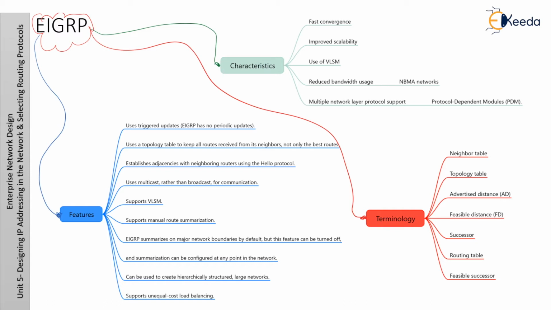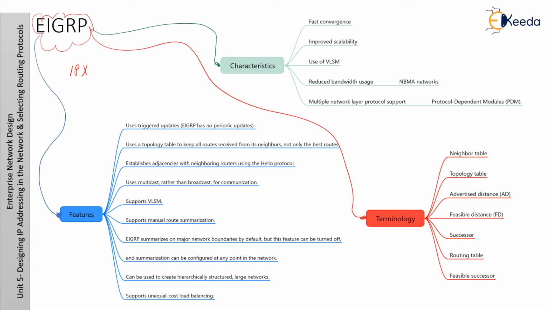EIGRP is a Cisco proprietary protocol for routing IP version 4. EIGRP can also be configured for routing IP version 6, Inter-Network Packet Exchange, IPX. IPX is a special kind of protocol, okay, and AppleTalk traffic. EIGRP is an enhanced version of IGRP, which is a pure distance vector protocol. However, EIGRP is a hybrid routing protocol. It is a distance vector protocol with additional link state protocol features.